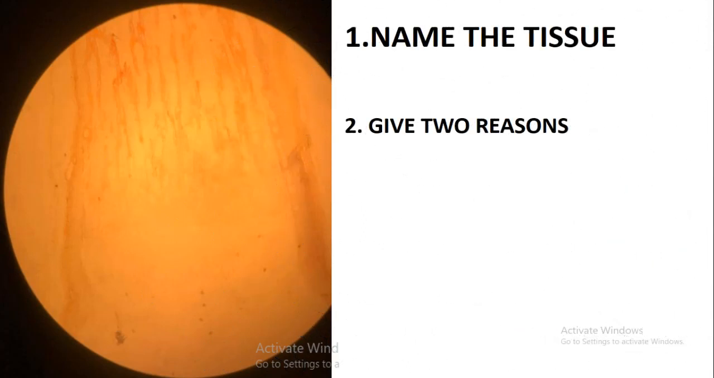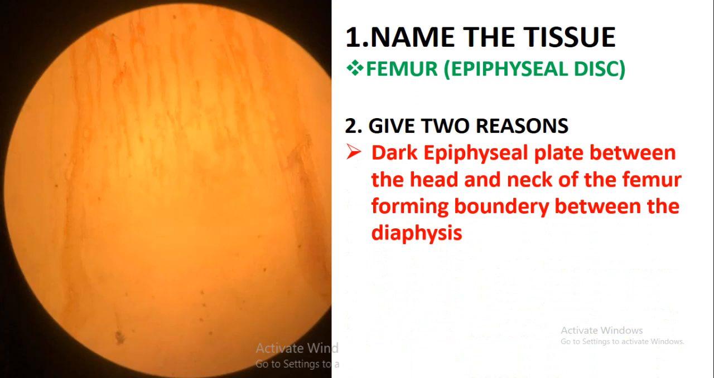Then let's quickly move on and look at the next slide. The next slide is: name the tissue. If you look at this tissue, it is simply the femur, and this is the epiphyseal disc. Give 2 reasons for your answer. The first reason you can give is the dark epiphyseal plate between the head and neck of the femur, forming a boundary between the diaphyses. Second, the presence of hyaline cartilage.